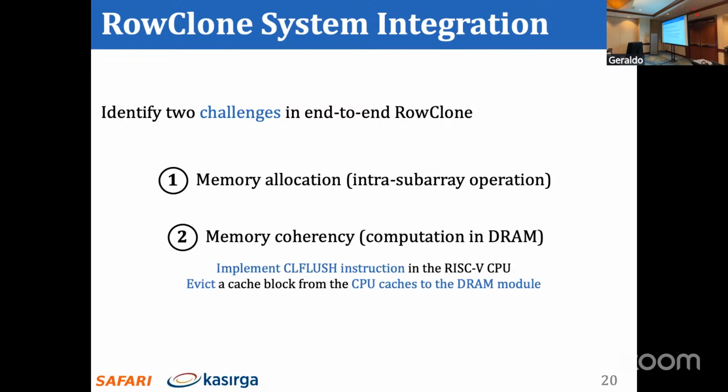So to solve the second challenge, back then, the RISC-V system did not provide CL flush instructions, so we implemented that. So that's another sort of contribution. I don't know if this is a contribution anymore. With the newest RISC-V based systems, you could integrate PiDRAM with them, but we implement CL flush instructions and flush the cache lines of the source and destination operands before we perform RowClone operations to solve this challenge.